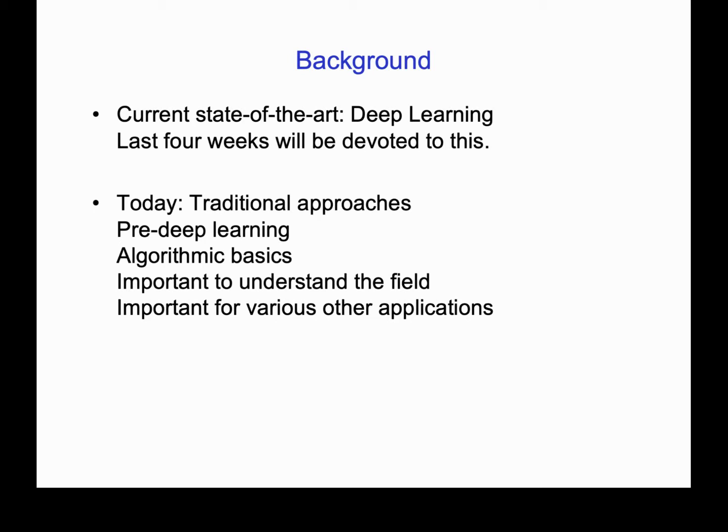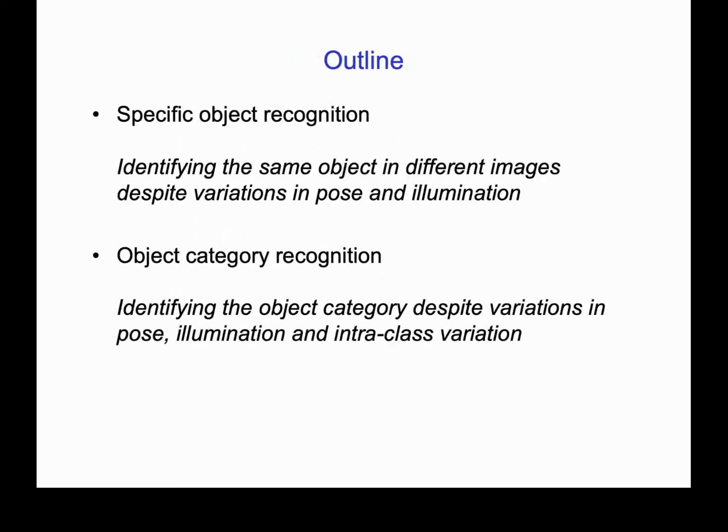We will go through the algorithm basics, which I believe will be important to understand the field, its evolution, and also important for various other applications. We will cover 2 different topics. First, specific object recognition. We will be looking to identify the same object in different images despite variations in pose and illumination. Then we will cover object category recognition, meaning we will look into identifying the object category despite variations in pose, illumination, and now this time intra-class variation.